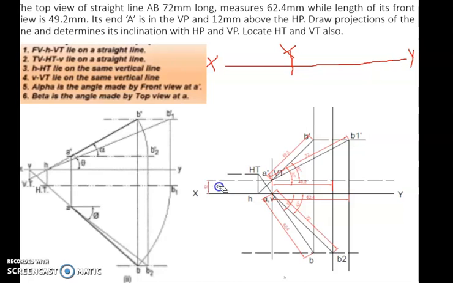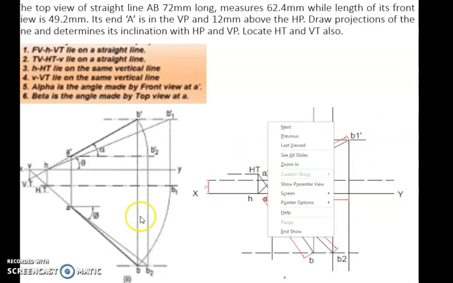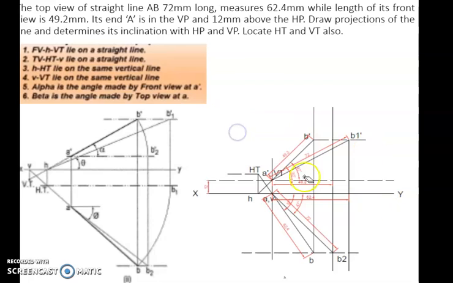So in this way you can find the true angles of the line, the true length, and the true inclinations. Okay, very simple concept. You just understand this diagram. And these 6 points, you always have to use these 6 points.